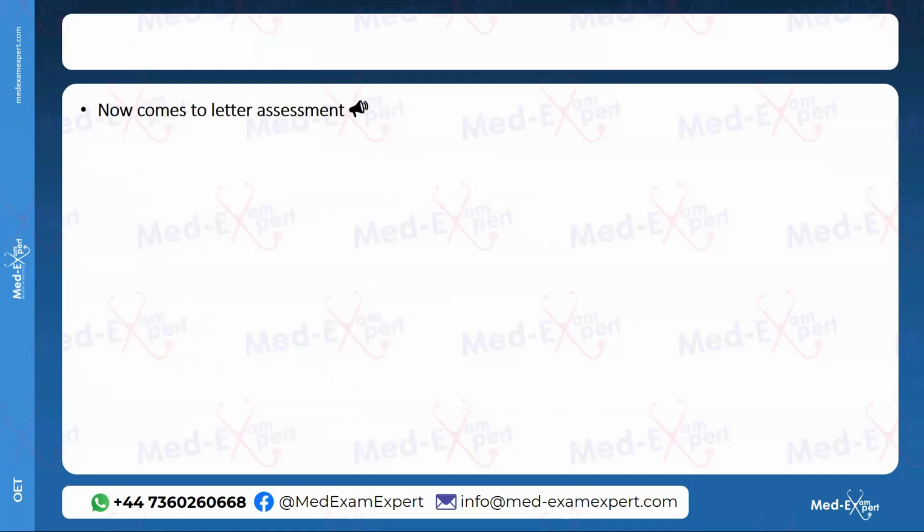After writing each letter, get it checked from a credible source, and definitely a med exam expert is the better choice. But still, it's up to you, from wherever you are taking guidance. But if you are going to write a letter and you are not going for its evaluation, then it is a total waste, because you are not knowing which level you are standing on.